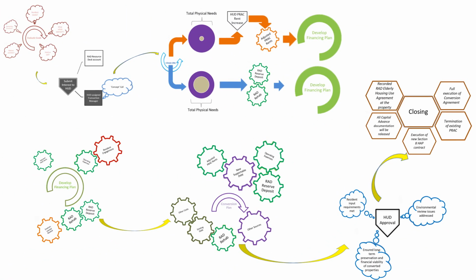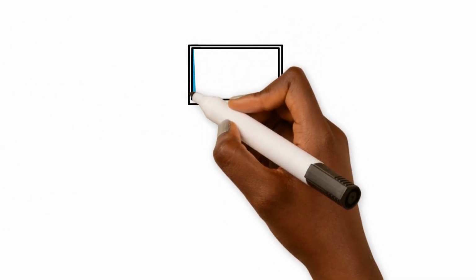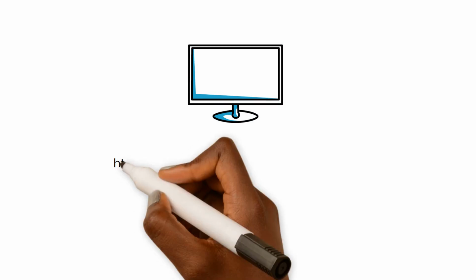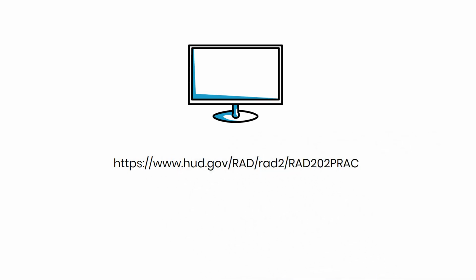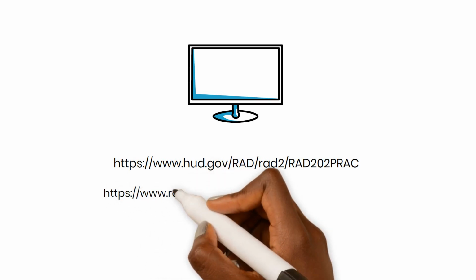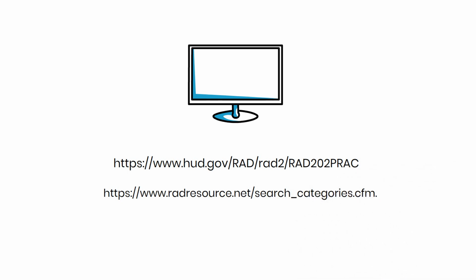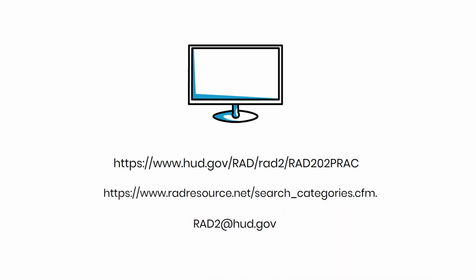This wraps up the overview of the RAD conversion process. Please remember that in addition to these videos, HUD is available to provide more information as needed, including for your specific project. This video and future videos in the Practical RAD series, covering various conversion milestone topics, can be accessed through the link shown here. You can visit the RAD resource desk to register for an account and access more resources as well through the link shown here. For all other questions, feel free to email the general mailbox at rad2@hud.gov.